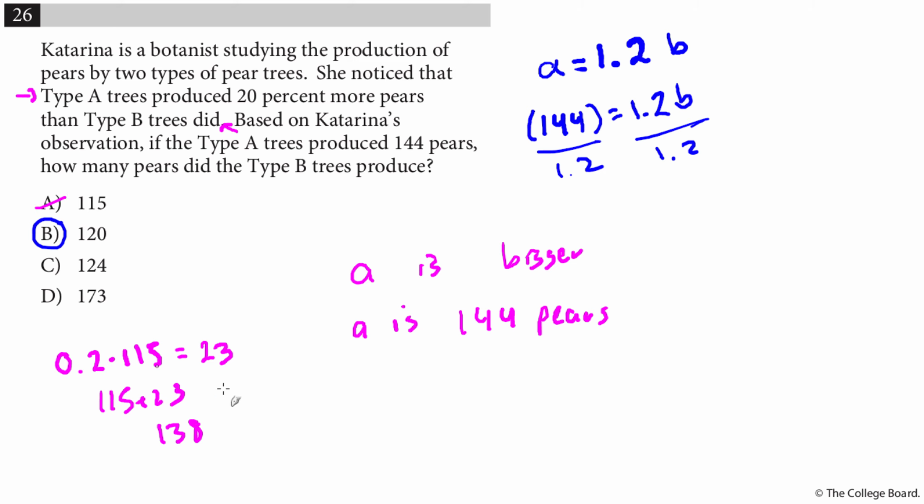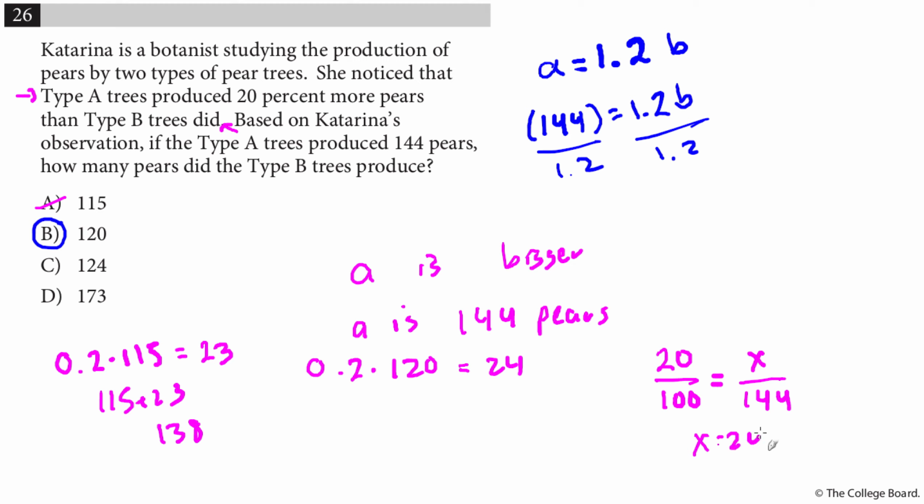I could also, instead of doing 0.2 times 120 and getting 24, have done a ratio. Say, okay, 20 over 100 is some number out of 144. And if I cross multiply, either way, I get x is 24. And then it says more, so add it on. So 120 plus 24 is 144. That's why 120 is my answer.